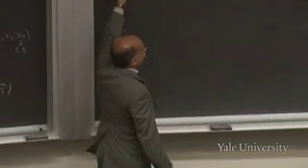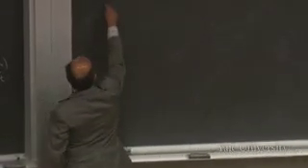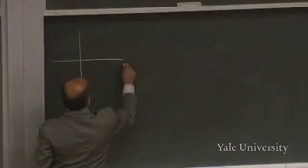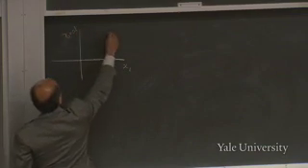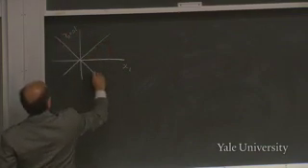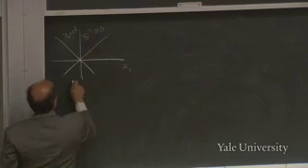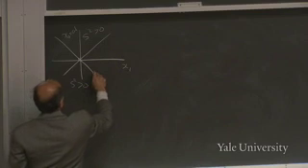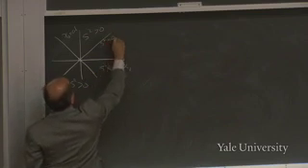So if you go back to this diagram I drew here, this is x1, this is x0 equal to ct. These are events for which s squared is positive. These are also events for which s squared is positive. These are events for which s squared is negative. These are events in which s squared is 0.